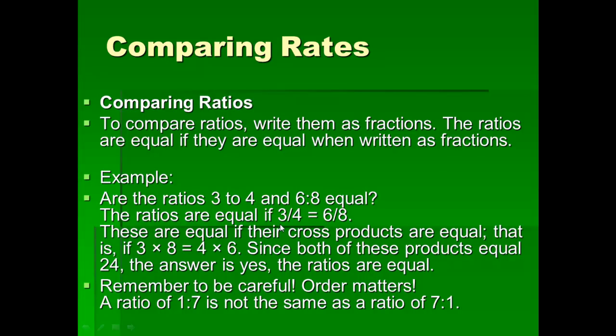These are equal if the cross products are equal. That is, if 3 times 8 equals 4 times 6. Since both of these products equal 24, the answer is yes. The ratios are equal. Remember to be careful: order matters. The ratio of 1 to 7 is not the same as the ratio of 7 to 1.